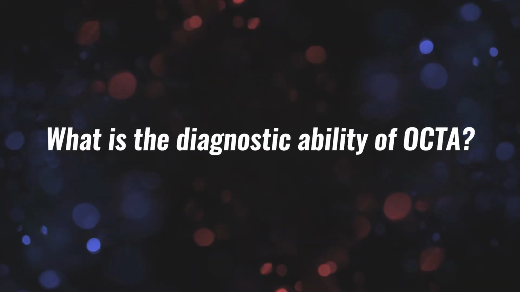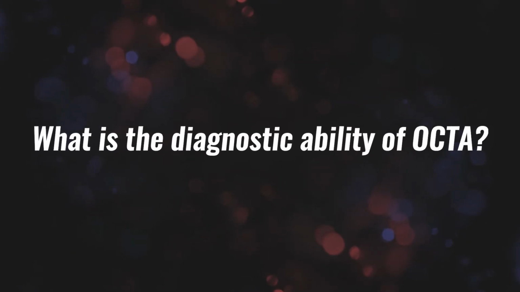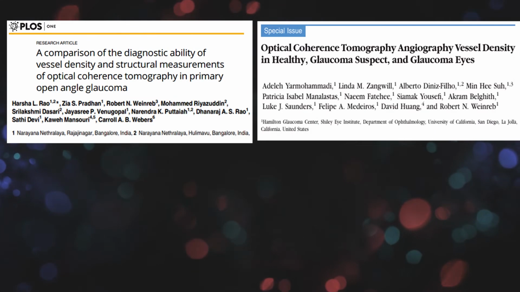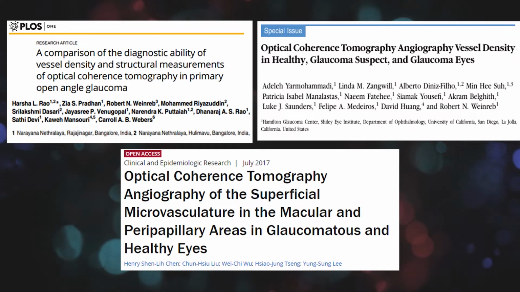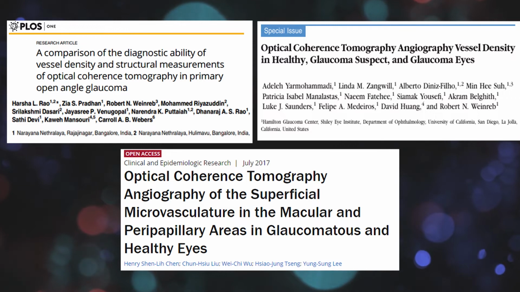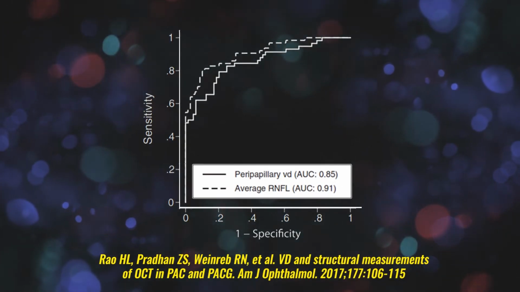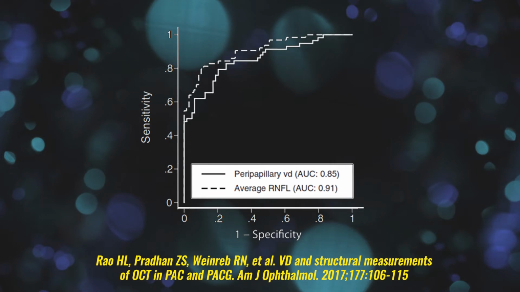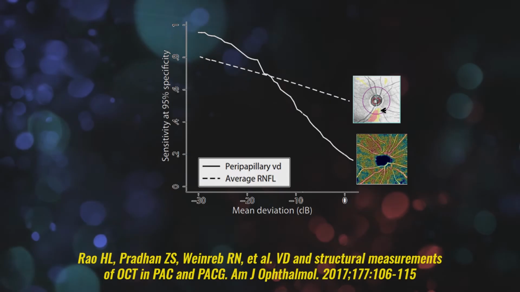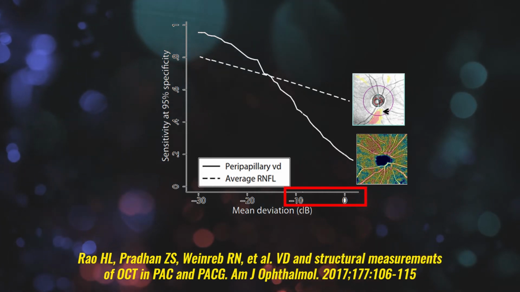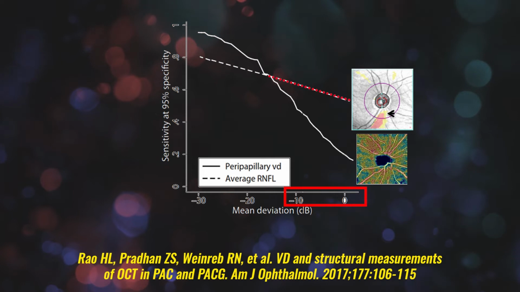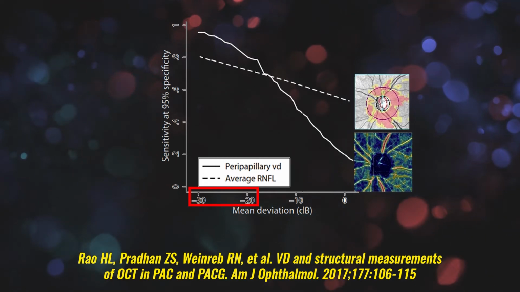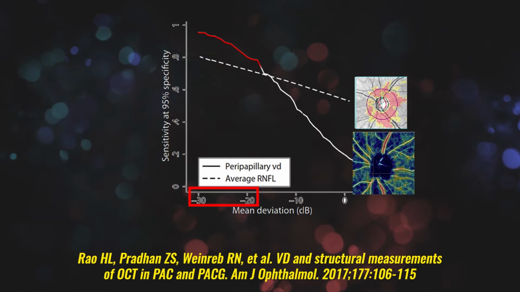The next question we explored was the diagnostic ability of OCTA. Most studies have found that the diagnostic ability of peripapillary vessel densities and RNFL thickness in glaucoma were similar. Depending on the severity of glaucoma patients included in these studies, the area under ROC curves of both peripapillary vessel density and RNFL thickness have ranged between 0.85 and 0.95. In the early stages of visual field loss, the sensitivity of RNFL thickness was better than that of vessel density for fixed specificities. However, interestingly, in later stages of glaucoma, the diagnostic ability of peripapillary vessel density appears to be better.